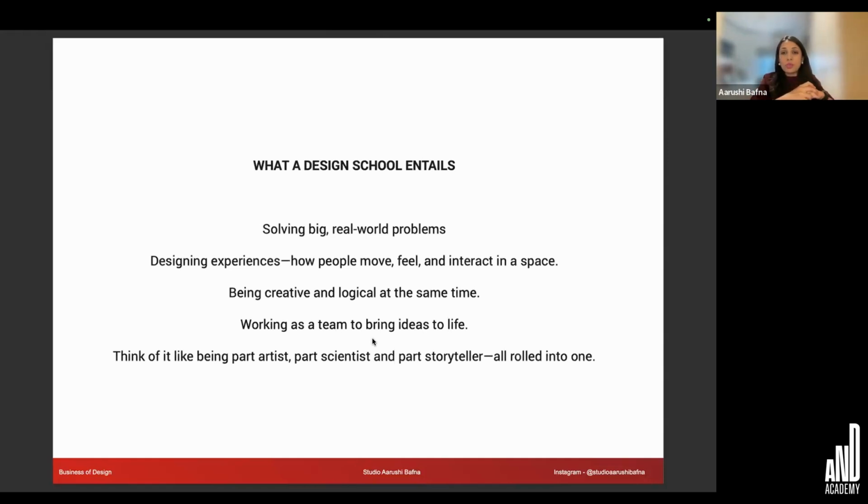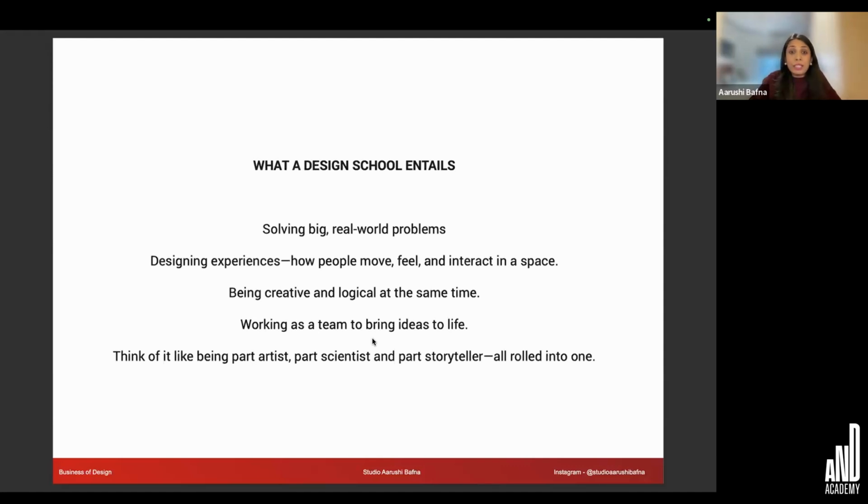What a design school usually entails, and why I always tell my students to first do a diploma degree in design, is that it makes your mind work in a certain way, which is very different from a management school. It helps you solve big real world problems, and see big real world problems in a very minuscule form. Designing experiences, how people move, feel, and interact in a space is also a very large part, especially in interior design and architecture. It also tends to make you a little more creative and logical at the same time.